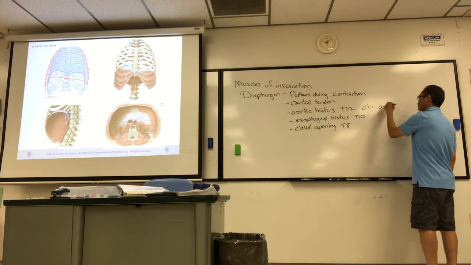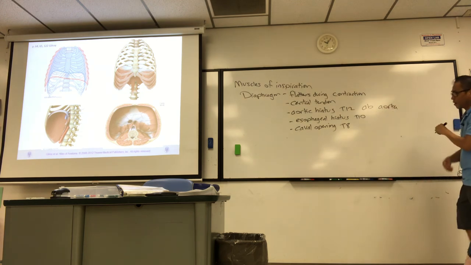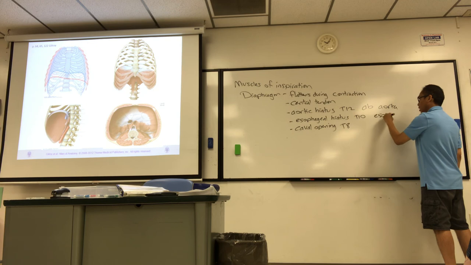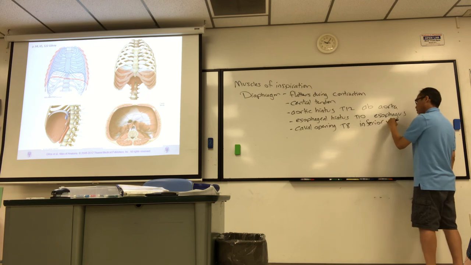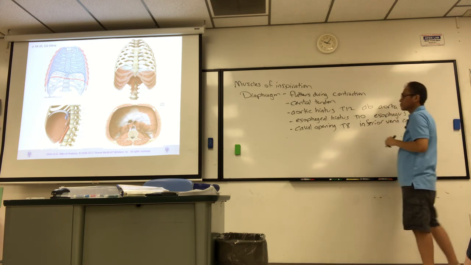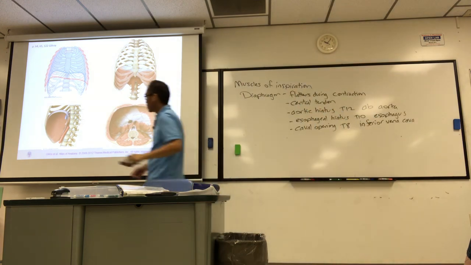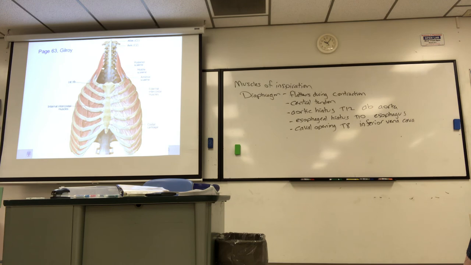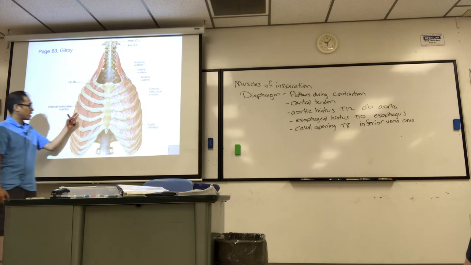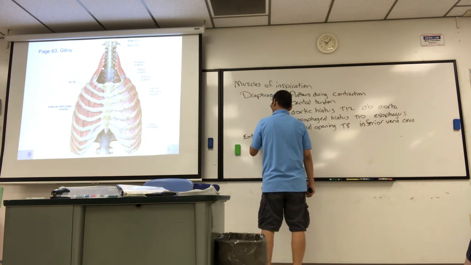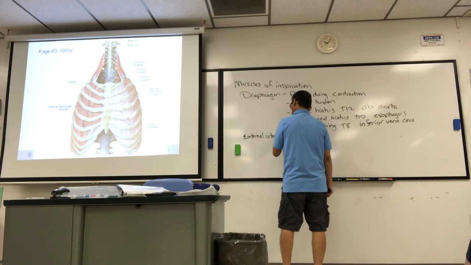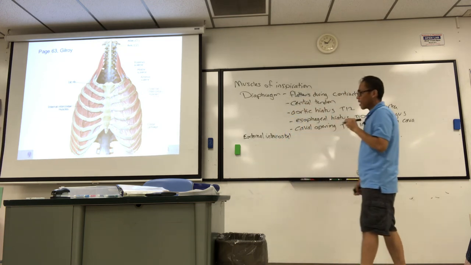So I'll put aorta. When the aorta goes through there, it changes its name from thoracic aorta to abdominal aorta. And you have esophagus. And you have inferior vena cava. On this picture here, we can also see our other muscle of inspiration, the external intercostal. Basically, that elevates ribs.